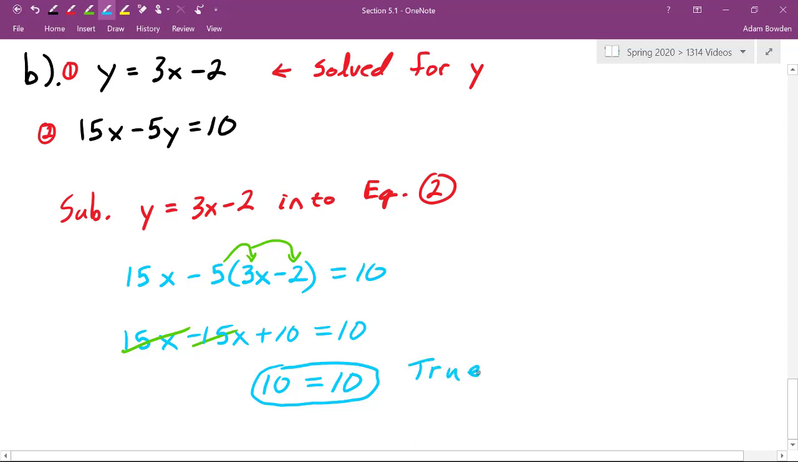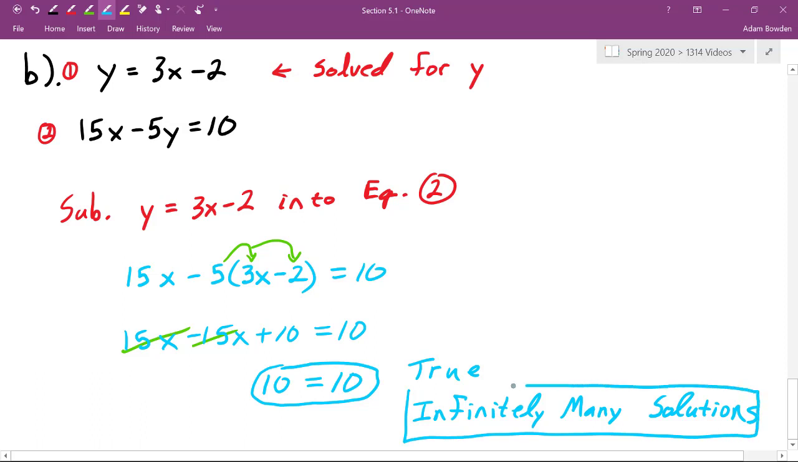So we're not looking at something ultimately false. But when our variable goes away and we're left with something that is still true, the two numbers are identical, then what that tells us is we have infinitely many solutions. So this is the situation. If you were to graph the two lines, you'd find that they're parallel to each other and they never intersect. So this is what happens in the algebra, though, when we run into an infinitely many solutions system of equations.